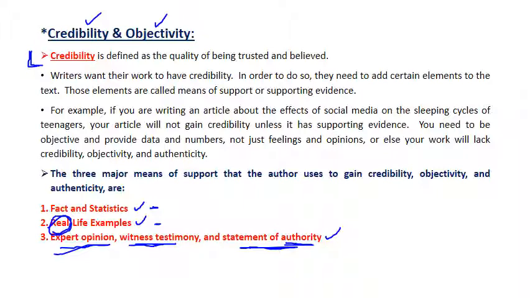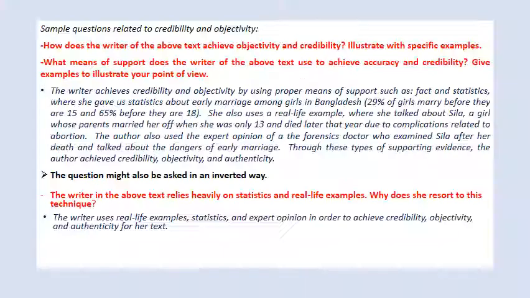Okay, why do we do that? An author uses at least one of those in the article. Sometimes the author uses all of those in order to achieve credibility and objectivity. Sample questions, as you might see. Okay, how does the writer achieve objectivity and credibility? Illustrate, meaning explain by giving examples.